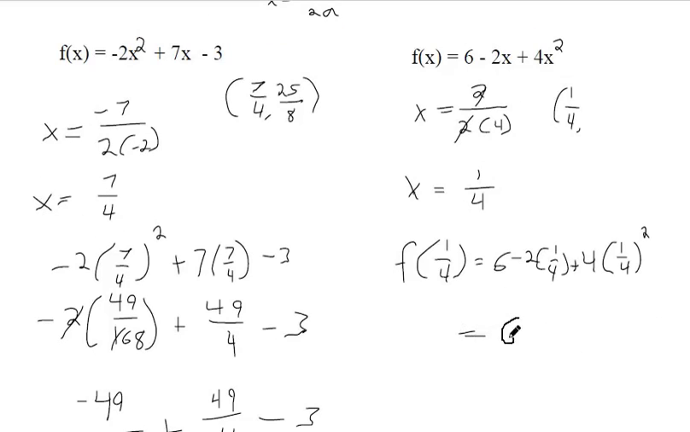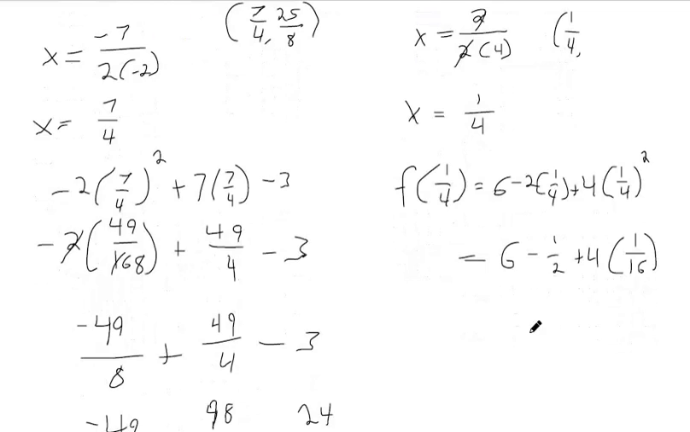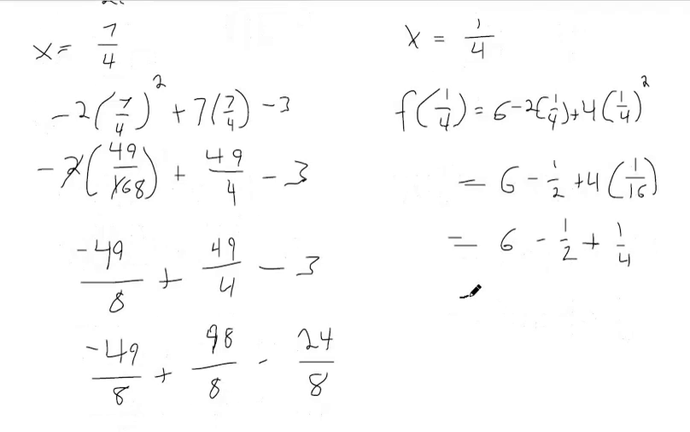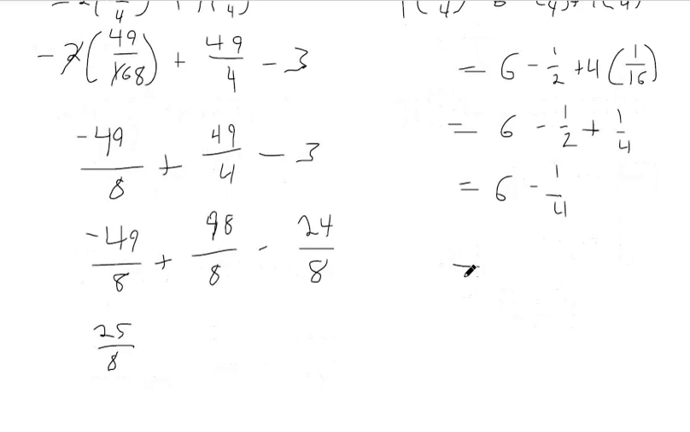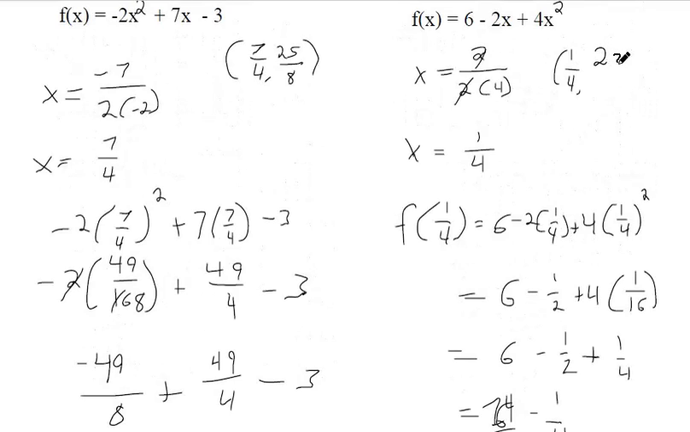Okay, so that's 6 minus 1/2 plus 4 times 1/16, right? So that's 6 minus 1/2 plus 1 over 4. Getting closer. So this is 6. This is 2/4. Negative 2/4 plus 1/4, so that makes negative 1/4. So this is 5 3/4. 24 over 4. So that's 23 over 4. So that's 23 over 4 for the y coordinate.